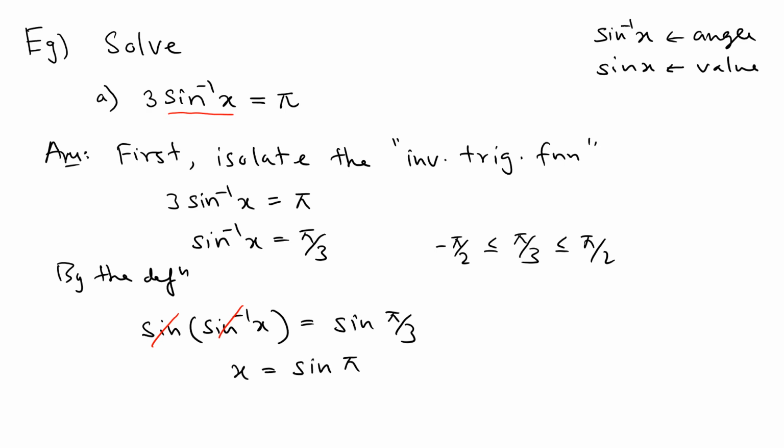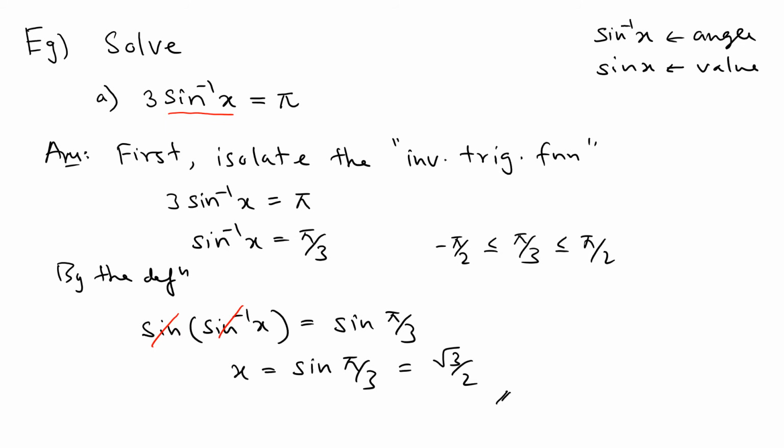So you can think of it like that. Now what we can do, we're going to find this value. We know from the common value table that this is sine pi over 3. So sine pi over 3 means square root 3 over 2. So we can write it like that. That is the value of x. So that's how you solve the problem.